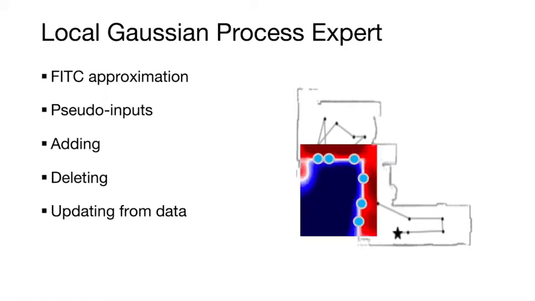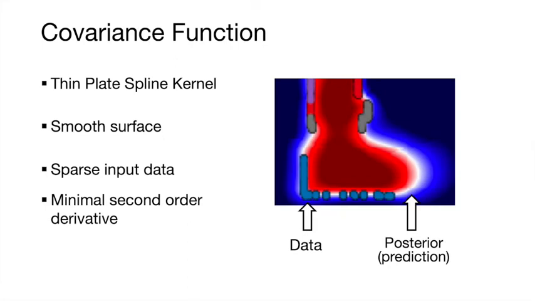This small amount of pseudo inputs is then sufficient to predict, or to give an approximate prediction of, the signed distance fields around the area where the measurement data has been collected. In our approach, we're using a covariance function called the thin plate spline kernel that provides smooth surface estimation and can also provide estimation from sparse input data. The reason why the prediction of the surface is smooth is that this kernel minimizes the second order derivative of the predicted function, and that leads to a slow change in curvature.